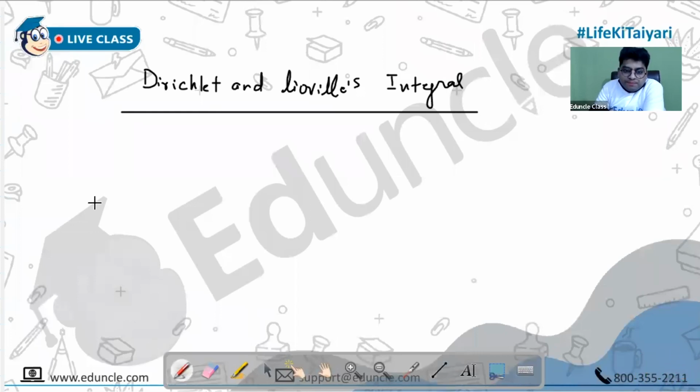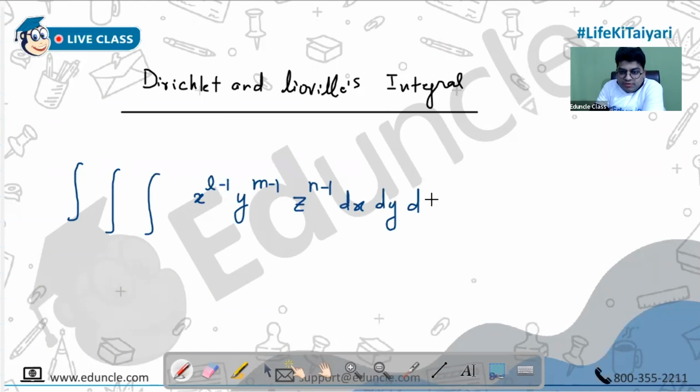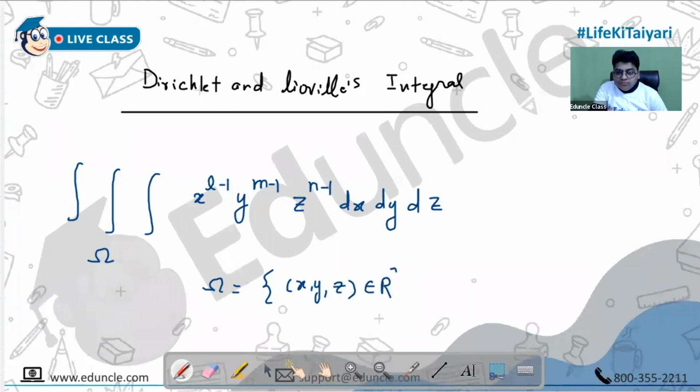If you have a problem, double integration या ट्रिपल इंटीग्रेशन, let me take triple integration, that is the triple integral of x raised to power l minus 1, y raised to power m minus 1, z raised to power n minus 1, dx, dy, dz. This kind of problem is there, and this is the region omega. What is the omega region? Omega is the set of all points in R cube such that x plus y plus z lies between 0 and 1. This is the problem, and the region is in the first octant.